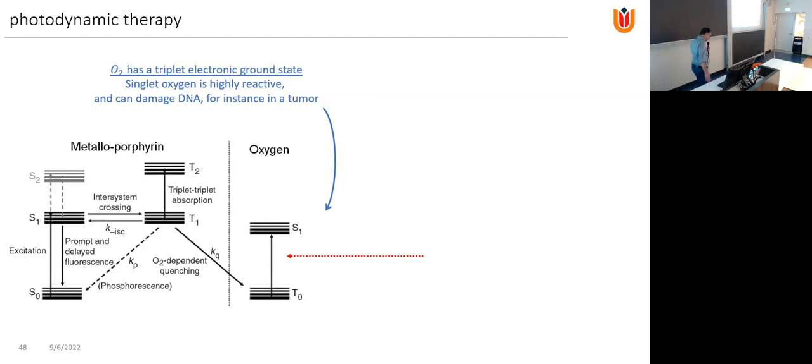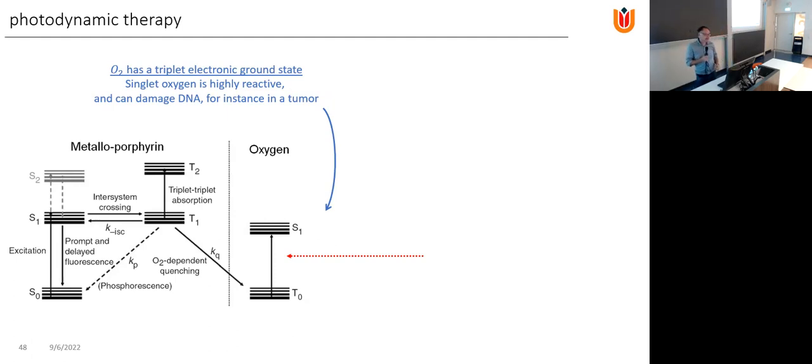Another mechanism related to the phosphorescence of this metallic porphyrin is so-called photodynamic therapy. I just want to show that briefly. The situation here is the same. We have this molecule with a triplet energy state. We have oxygen present in the environment. If we excite this metallic porphyrin, due to this whole process, the oxygen that is normally in the triplet ground state gets excited into the singlet excited state.